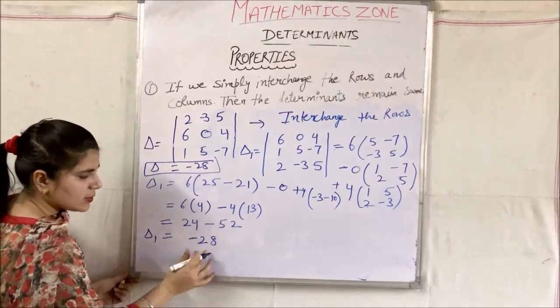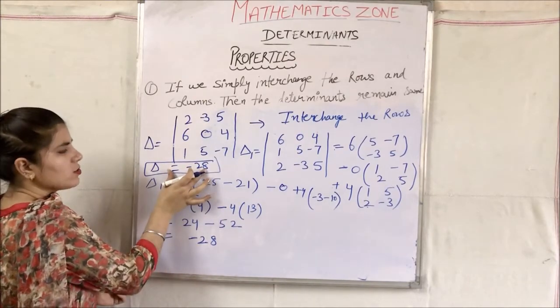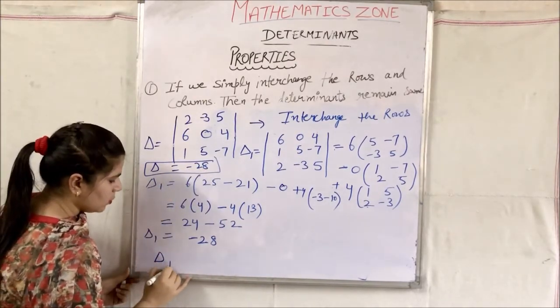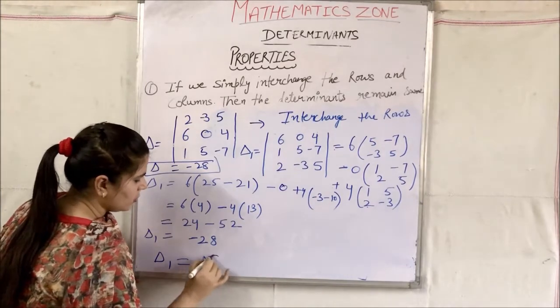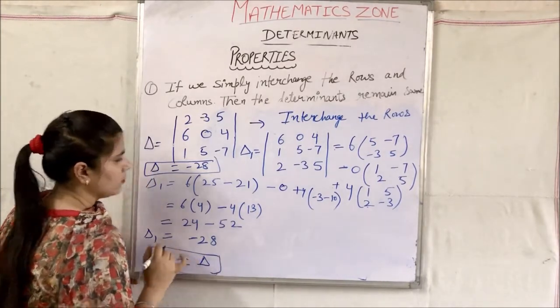So our delta 1 is minus 28 and delta was also minus 28. So therefore delta 1 is equal to delta. Hence we proved our first property.